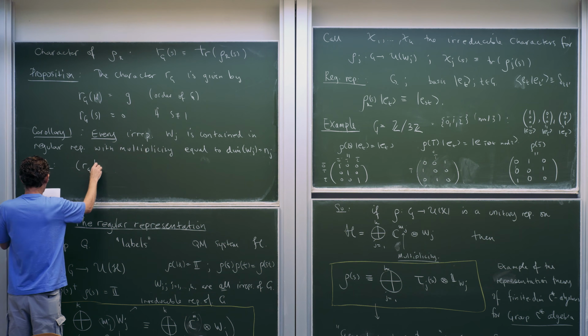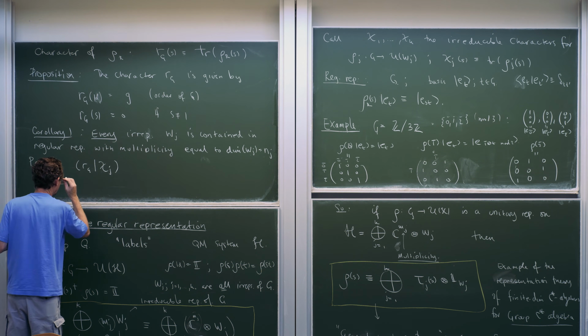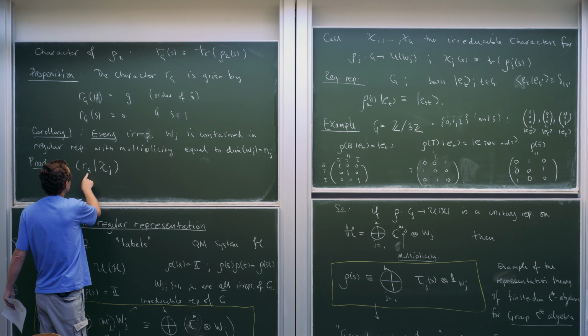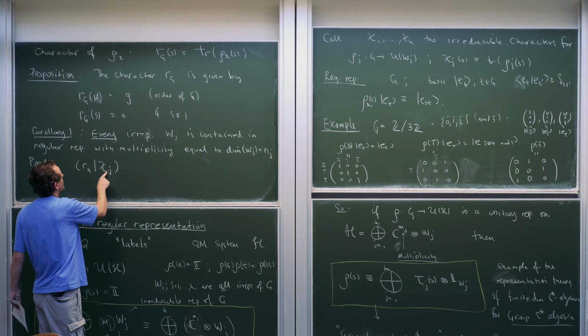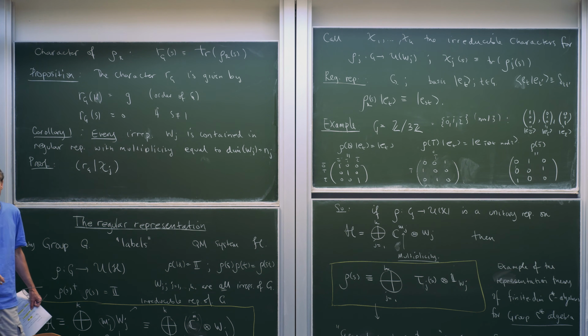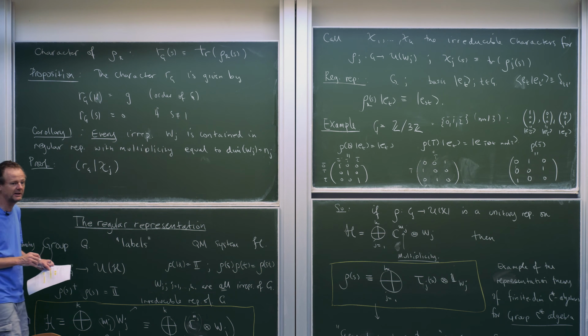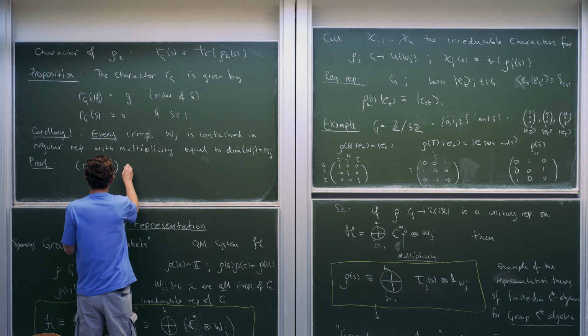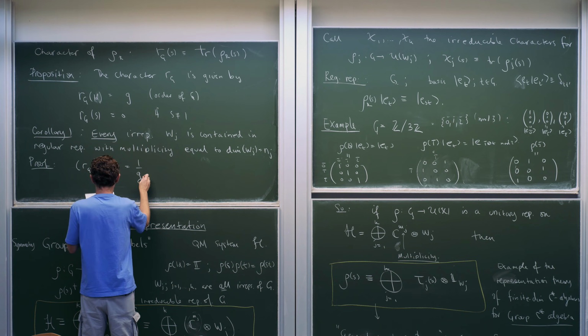Remember this inner product I was talking about last time? Remember the cool property of this inner product? chi R is a function on the group, chi j, the character of the jth irreducible representation, is a function on the group. If you compute this inner product here, it gives you the number of times that that irreducible representation appears inside here. Well, let's write in the definition.